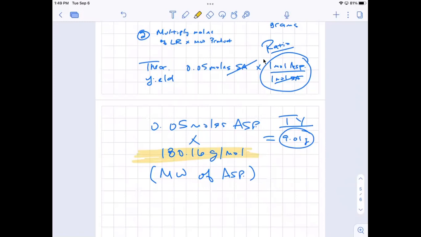So just to be clear, the theoretical yield came from the limiting reagent, which was 0.05 multiplied by the molecular weight, which is the 180. Yes. Okay. All right. Other questions?